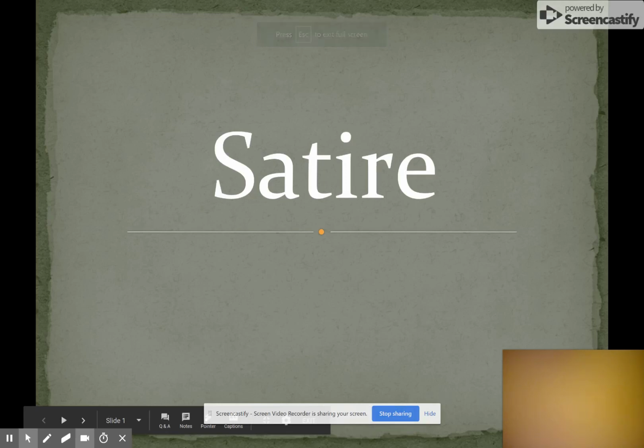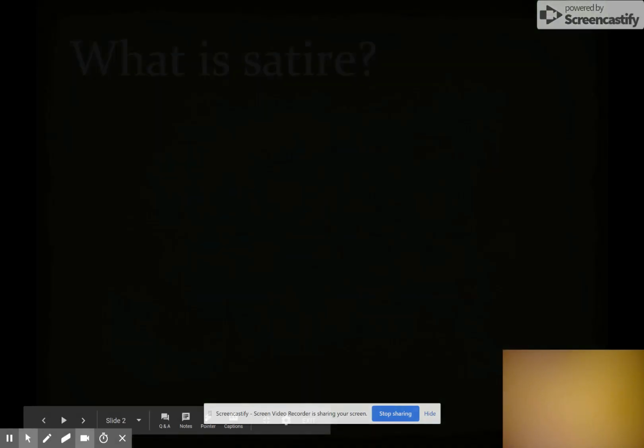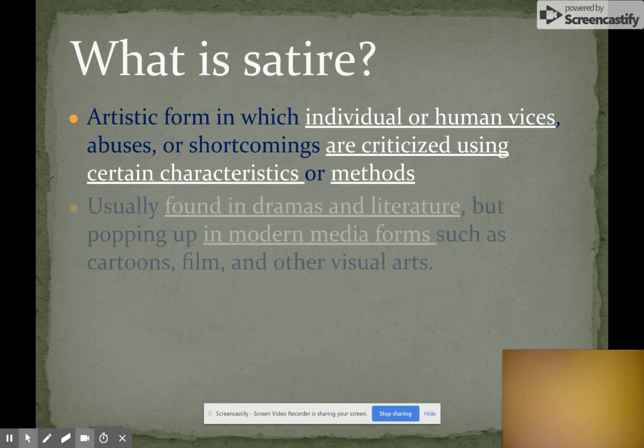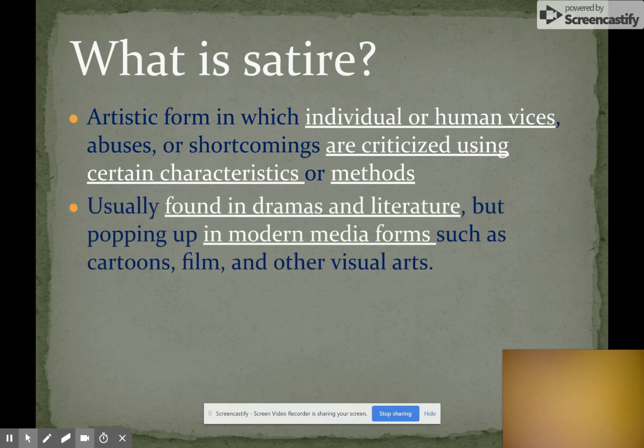Satire. What is it? I'm glad you asked. Well, satire is an artistic form in which individual or human vices, abuses, or shortcomings are criticized using certain characteristics or methods. We usually find satire in dramas and literature, but most times it pops up in modern media forms such as cartoons, film, and other visual arts.